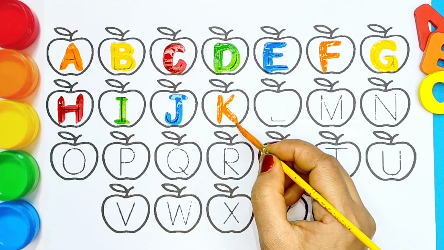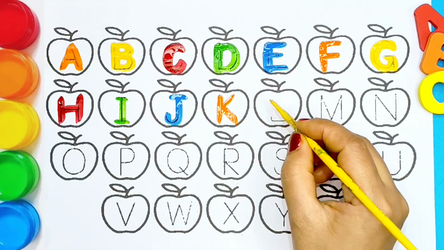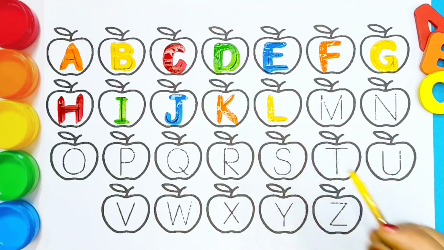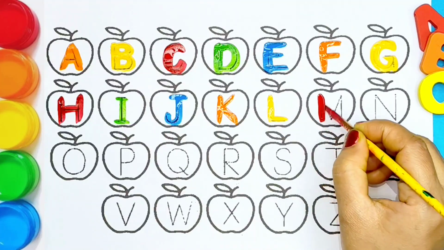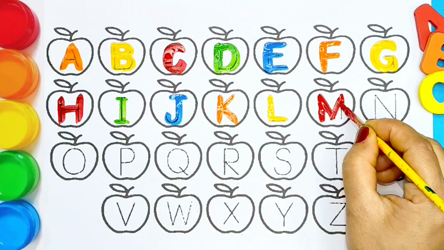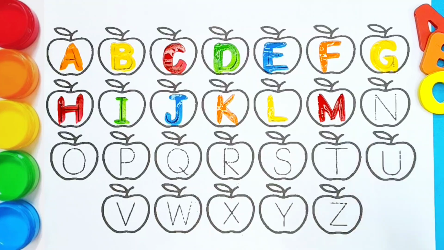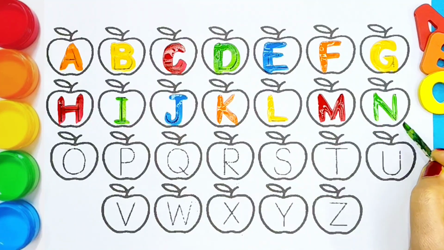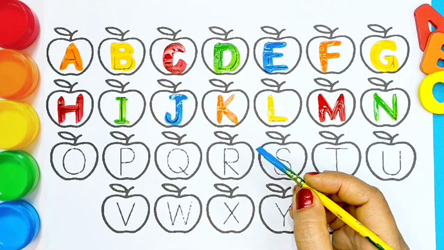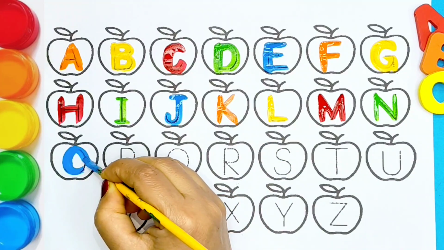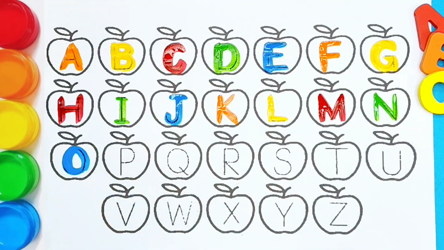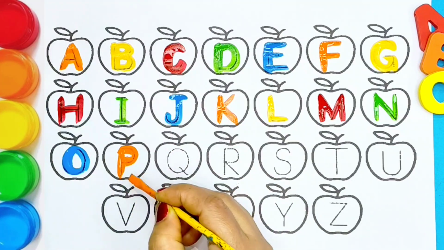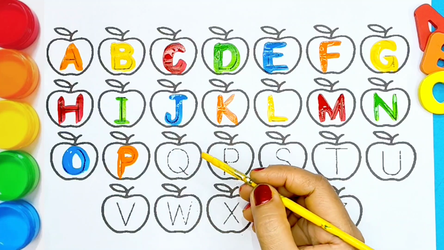K. K for kite. Yellow color. L. L for lemon. Red color. M. M for monkey. Light green color. N. N for nose. Sky blue color. O. O for onion. Orange color. P. P for panda.